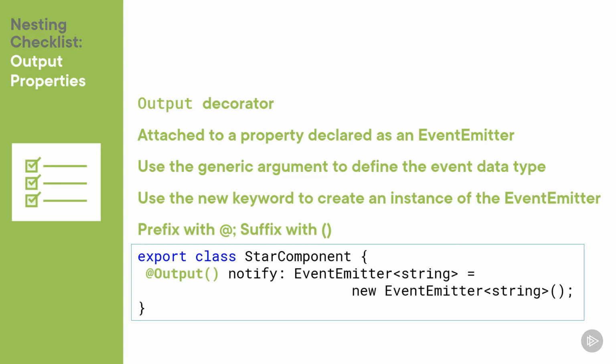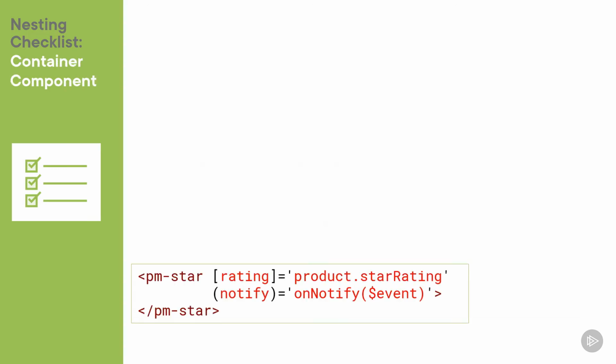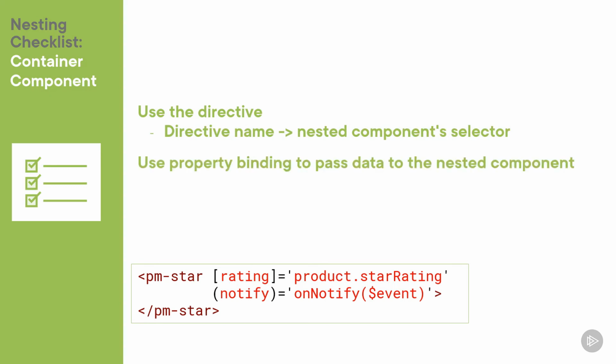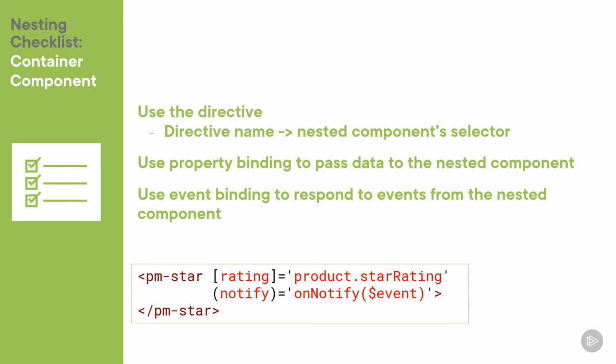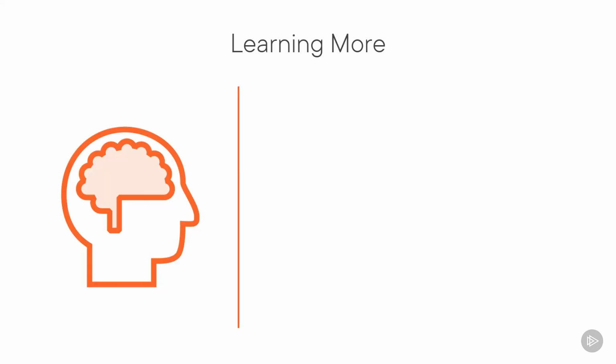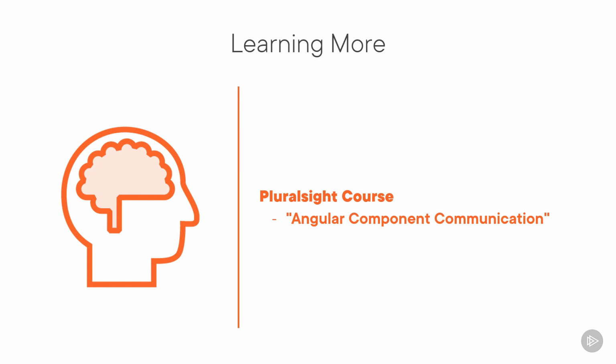In the container component's template, use the nested component as a directive. For the name of the directive, use the nested component's selector. Use property binding to pass data to the nested component. Use event binding to respond to events from the nested component, and use $event to access the event data passed from the nested component. To learn more about nested or child components, check out the Angular Component Communication course here in the Pluralsight library.